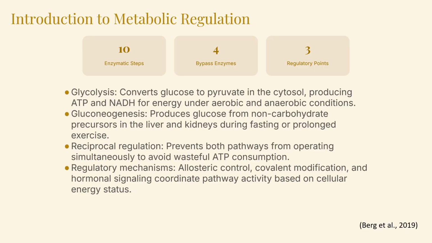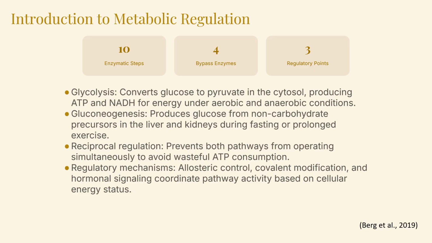During these states, the body produces glucose from non-carbohydrate sources, such as lactate and certain amino acids, to maintain a stable supply of glucose for tissues that depend on it, especially the brain and red blood cells.